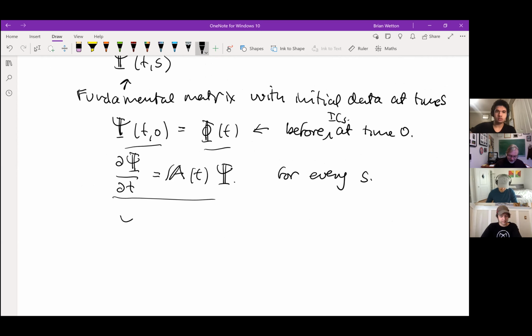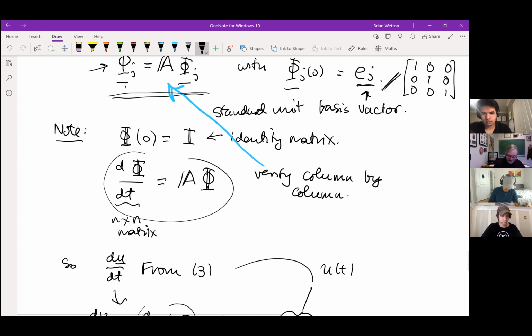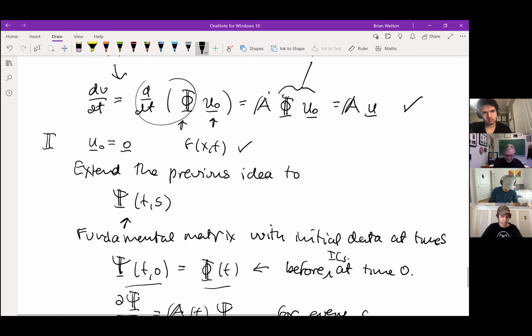The other thing which I want to have is if I look at the map from initial conditions at time t to values at time t, I'll just get the identity matrix. I haven't solved the problem anywhere. I'm just spitting back the initial conditions. This is exactly like this guy at time 0 is the identity matrix.